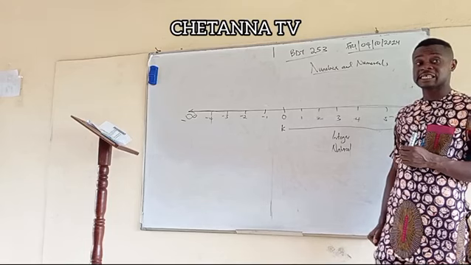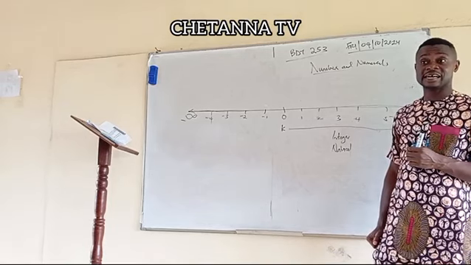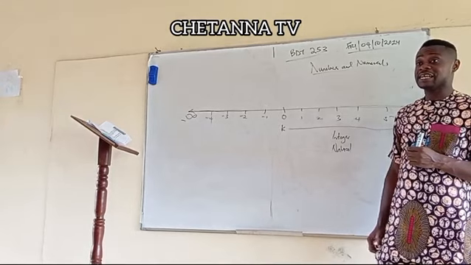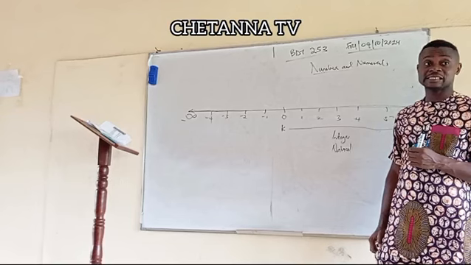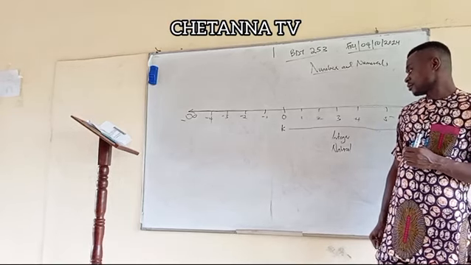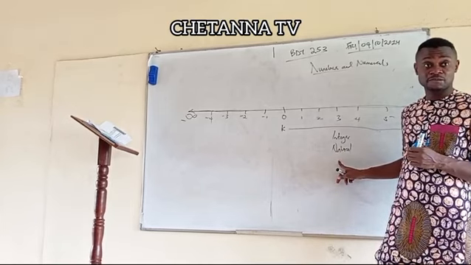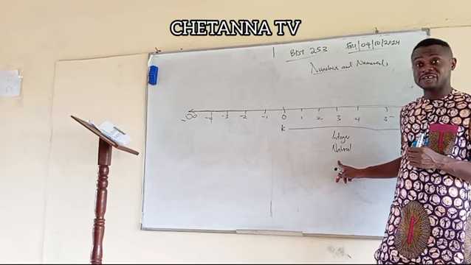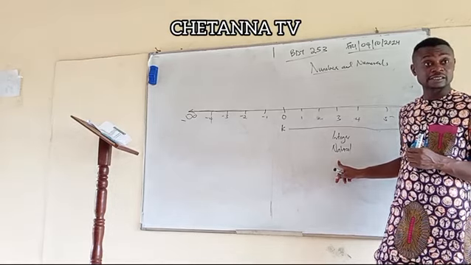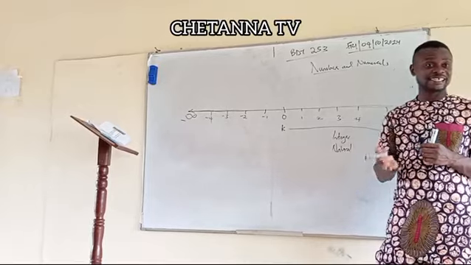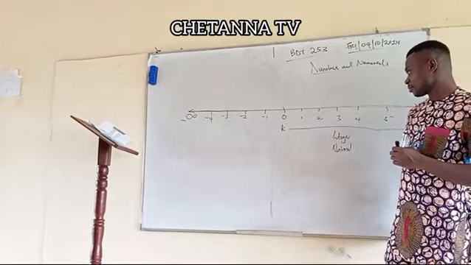Did I say that integers and natural numbers are the same thing? So natural numbers are a subset of integers. Are you aware? Natural numbers are subsets of integers. You know what I mean by subsets? Part of integers. That's what I mean.